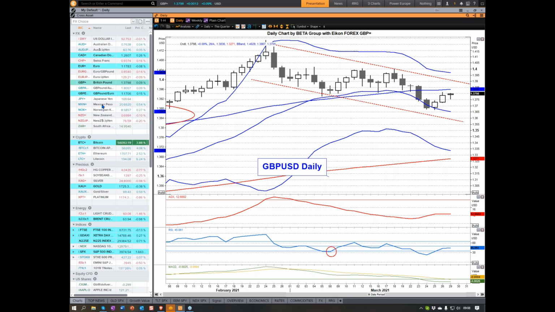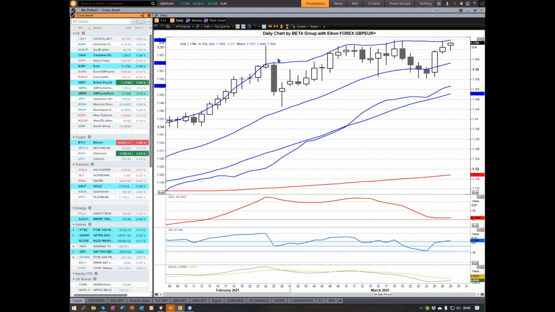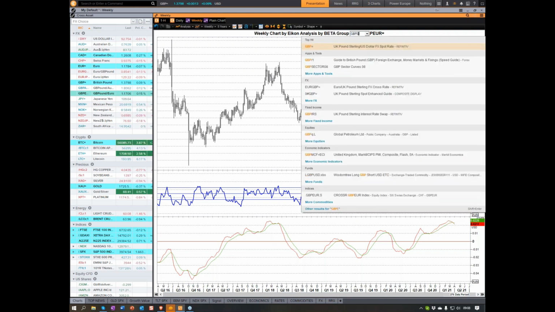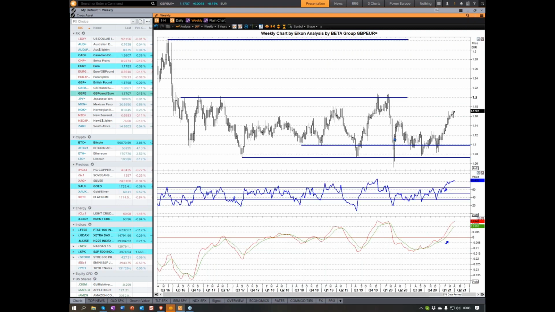But what does look a lot better is the GBPEUR. Now this looks as though it might have some considerable potential here. So we've pushed ahead. This is the weekly chart of the GBPEUR, pushed ahead strongly towards its double top resistance here, but the technicals here are looking very strong.